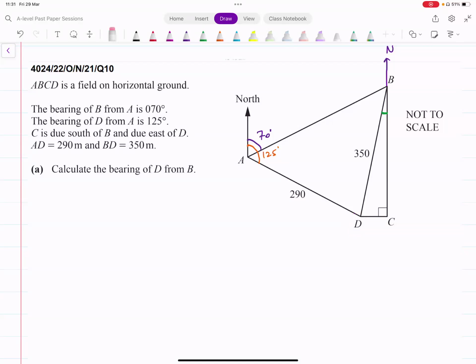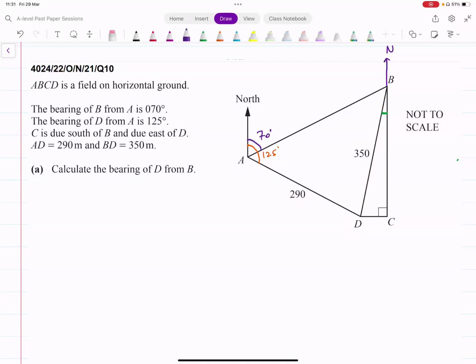We could think of using this right angle triangle, but the problem is we don't have enough information in this triangle. The hypotenuse is 350, but there's no other information given. In this triangle, there's no other information. We don't have this side. We don't have this side. So that's not going to be helpful.